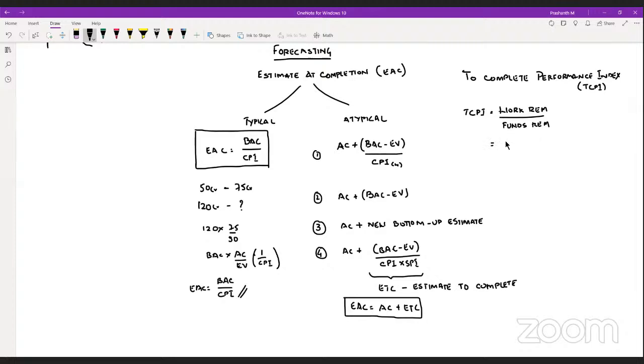So what is the work remaining? Work is always EV, so BAC minus EV. Funds remaining is BAC minus AC. So in this case, the remaining work is 70 and funds remaining is 45. So you'll get somewhere around 1.33. So you had a 1.67 rate at which you were going. But if you go at a rate of 1.33, then you'll be able to complete this project within 120 crores. Else you can't.